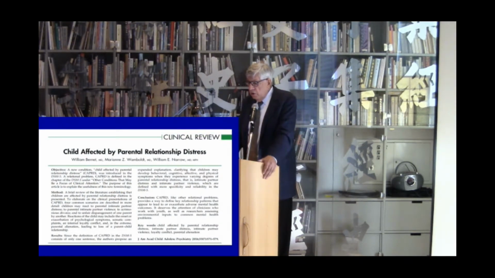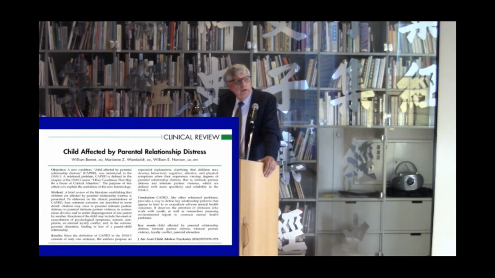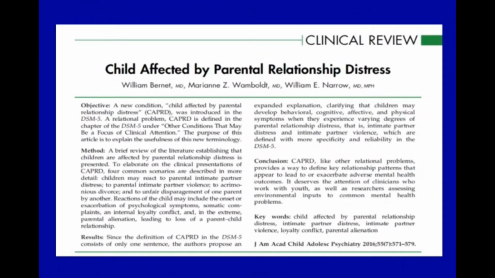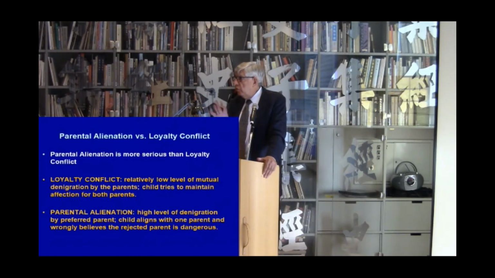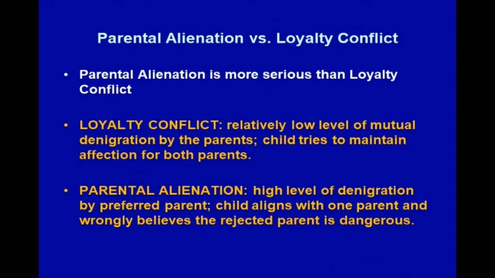This article that we wrote a year or so ago actually talks about the difference between a loyalty conflict and PA. And if you recall, this is this new diagnosis in DSM-5, CAPRD. And one of the things we try to do in this article is what I'm telling you about right now. Is there a difference between a loyalty conflict and alienation? So do you think there is? Do you think there's a scientific way that you can measure? Is there something that's measurable that's different in these groups of children? So first of all, PA is more serious because in PA you essentially develop a delusion.